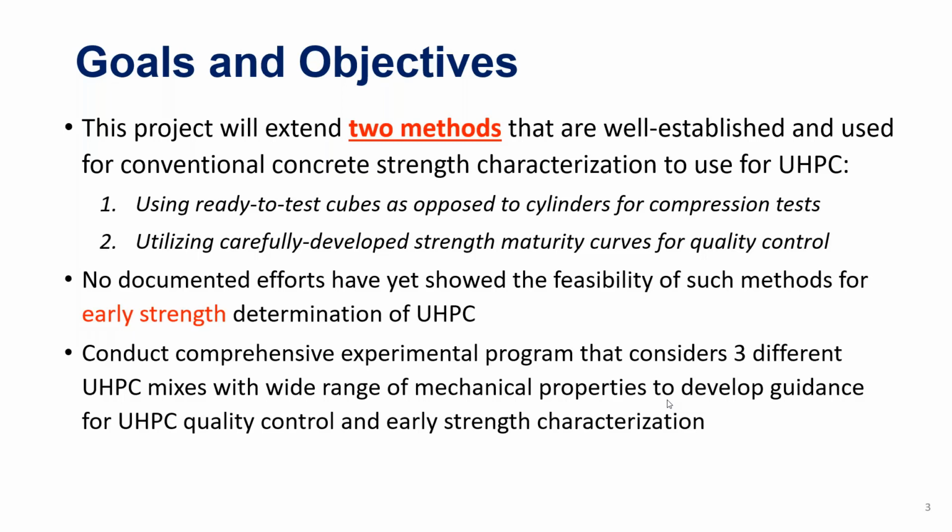And the second is to develop maturity curves or use the maturity method in general for informing the strengths of UHPC. And none of these have been extensively done for UHPC yet. Of course, people have used maturity for UHPC, but no one sat down to carefully assess if the current procedure, according to the ASTM, for example, does it work for UHPC or not? If it works, what are the shortcomings or are there areas of improvement? That's what we are doing in this project here.